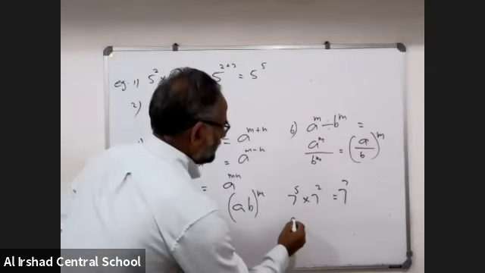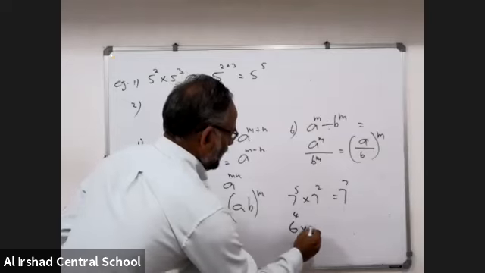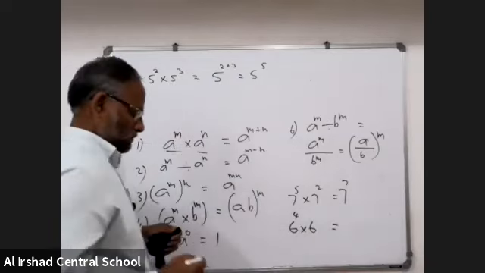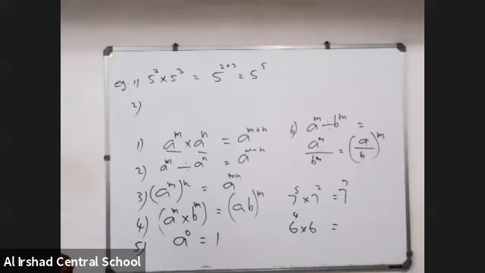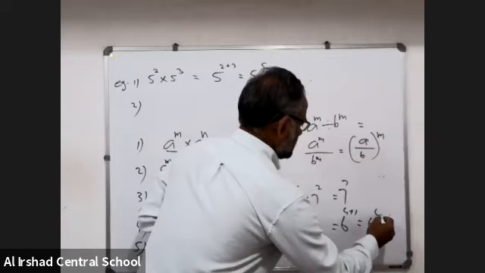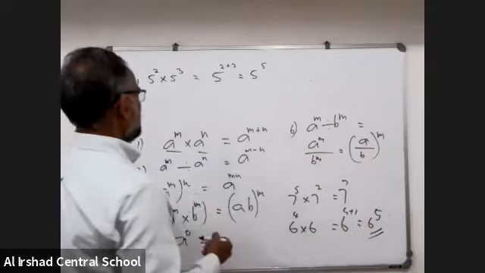Okay, then listen here. Suppose 6 to the power of 4 into 6. What is it? 6 to the power of 5. 6 to the power of 4 plus 1, that means 6 to the power of 5. Be careful, 6 means 6 to the power of 1.